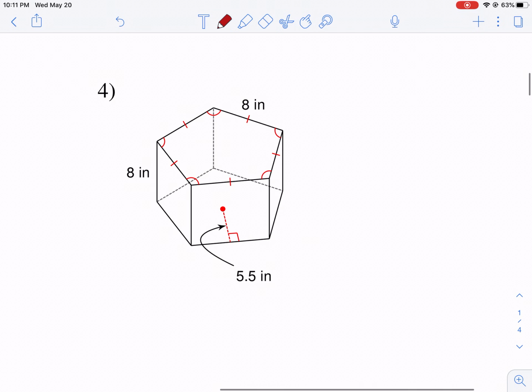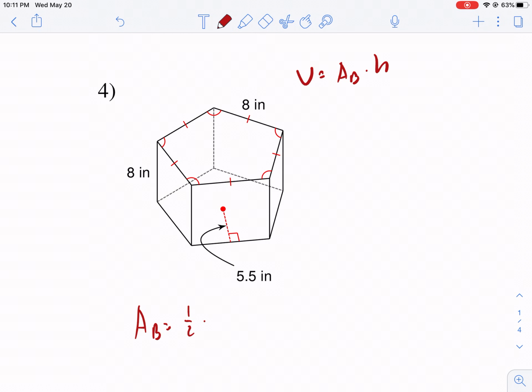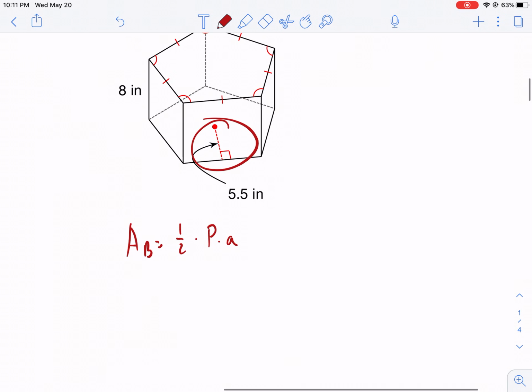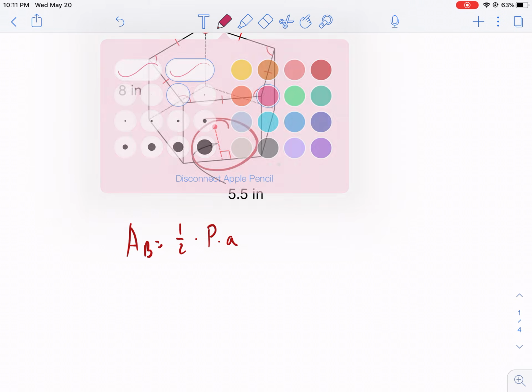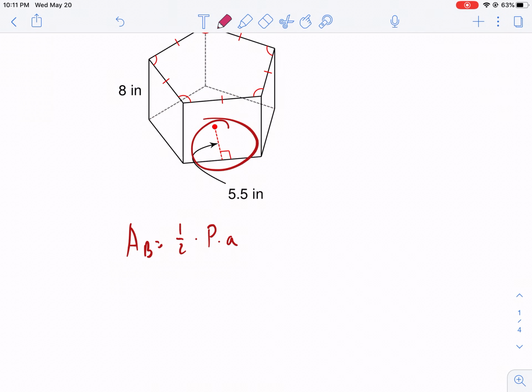This is a pentagonal prism. And again, the volume is going to be equal to the area of the base times the height. Well, let's start with the area of the base. We have a pentagon. It's a regular pentagon, so we're going to use the formula of 1/2 the perimeter times the apothem. The apothem being this guy right here. So we already have one of the measurements. The apothem equals 5.5, so we're going to say 5.5.